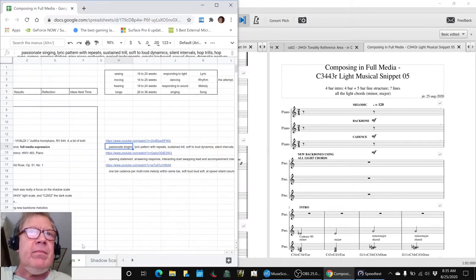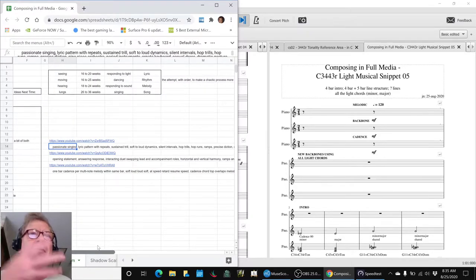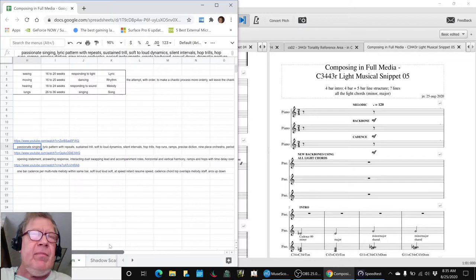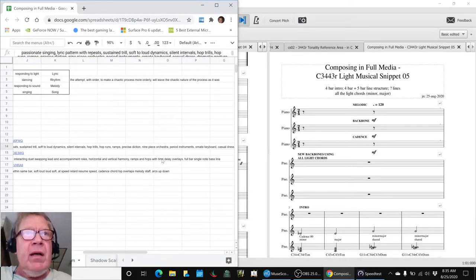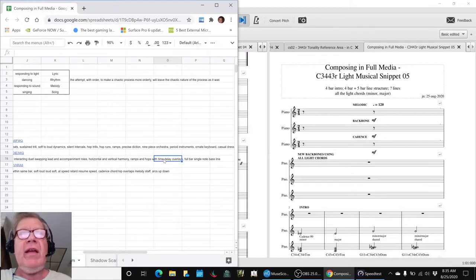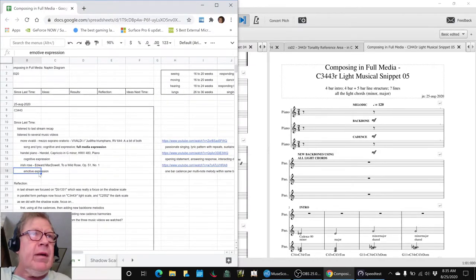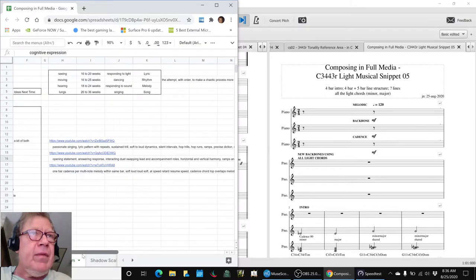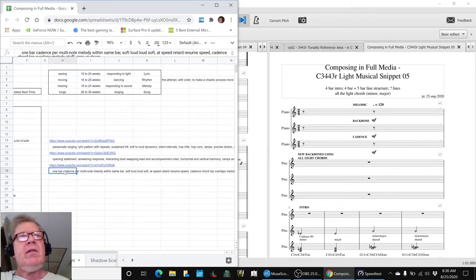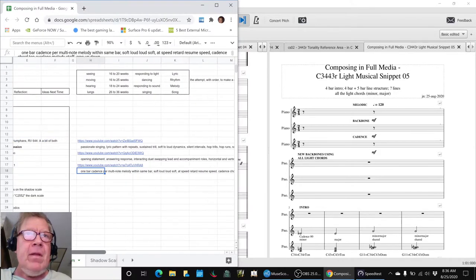And then the Handel piano: opening statement, response statement, the whole dance of upper lower lines, taking turns, and also ramps and hops with time delay overlay, which we did in the last stream, and full bar single note bass lines, which remind us of what we call our shimmer tone or drone tone. And then the Irish Rose piece, extremely emotive expression compared to, say, very cognitive expression up here. And it had one bar cadences with multi-note melodies within the bar. A lot of soft, loud, loud, soft, slow down, speed up. A lot of cool stuff there.